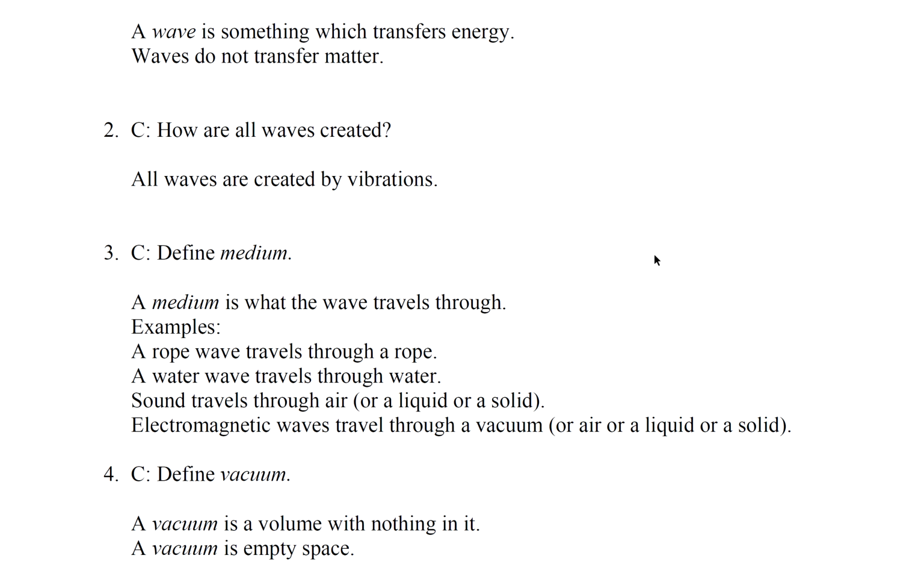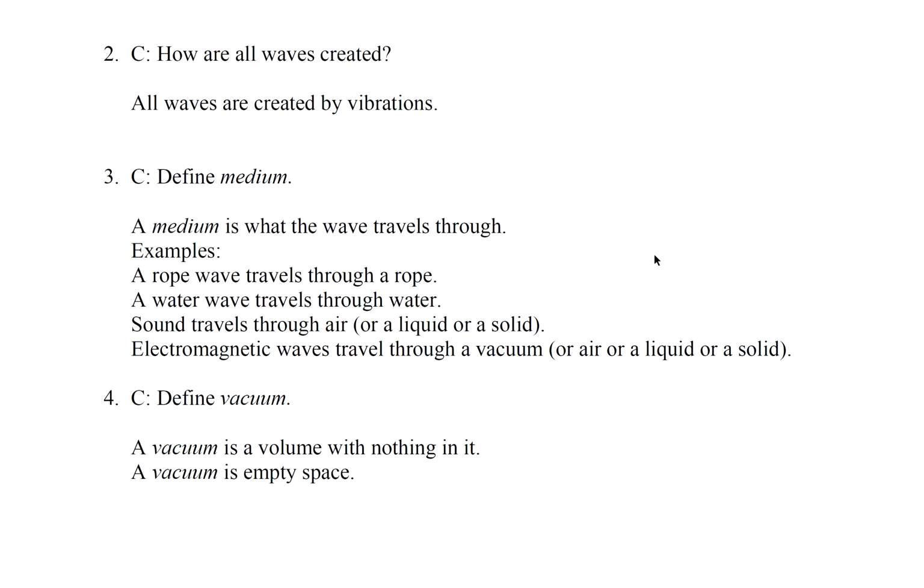Question 3. Define medium. A medium is what the wave travels through. So examples are: a rope wave travels through a rope, a water wave travels through water, a sound wave travels through air, or a liquid or a solid. A sound wave does not travel through a vacuum. And finally, electromagnetic waves travel through a vacuum, or air, or a liquid, or a solid. We'll talk more about electromagnetic waves later, hopefully.